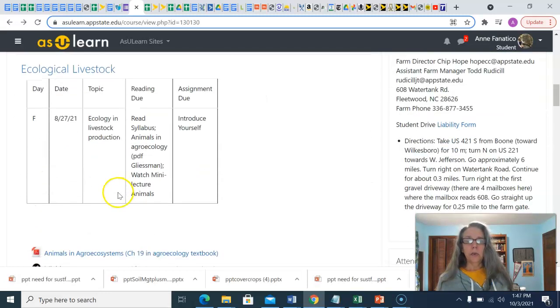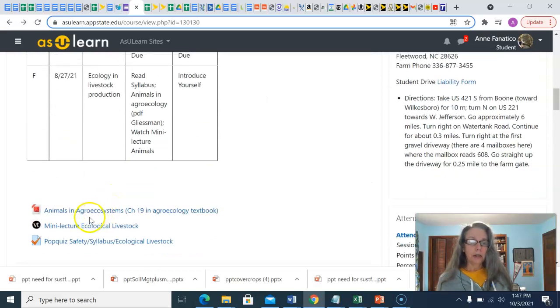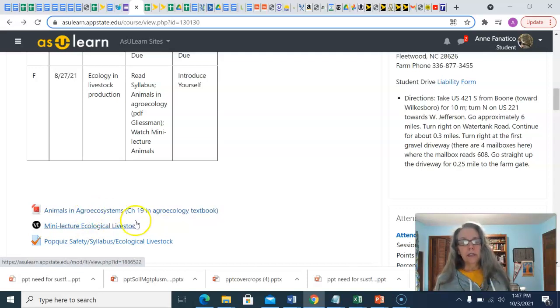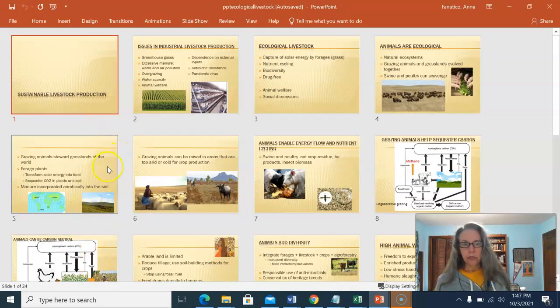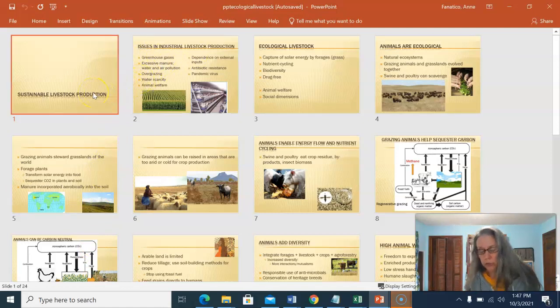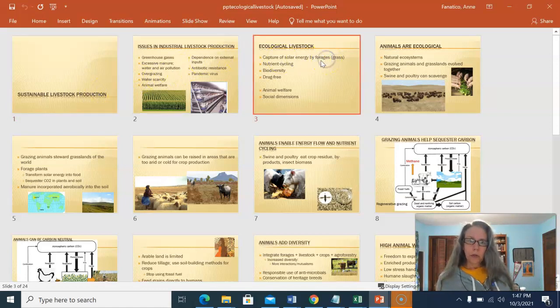And as we started out the course, we reread actually the chapter that's in your agroecology book, and this really helped us start out with making sure that we're looking at ecological livestock production and what it's based on. So we do, of course, have a number of issues that concern us in industrial scale livestock production, but we also focus on how we do ecological livestock with the capture of solar energy, and we do that with forages, with grass.